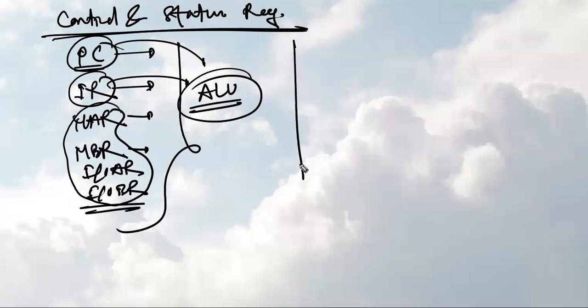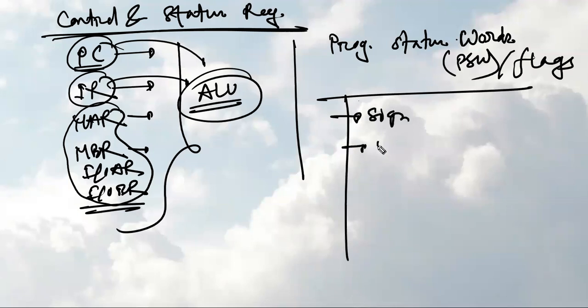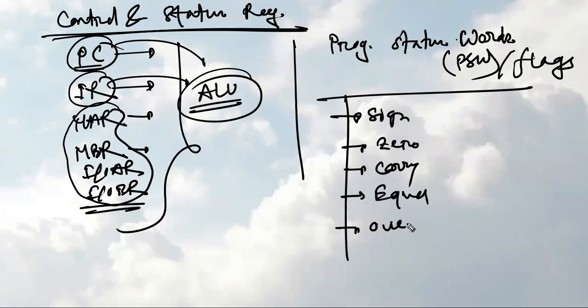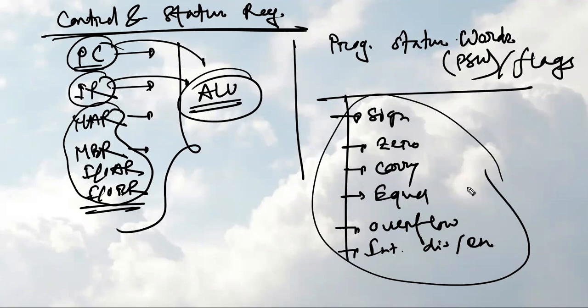Okay, next one is status registers or flag registers. In formal way, they are called program status word, in short PSW, or another name is flags. Examples of flags, as I have already said: sign flag, zero flag, carry flag, equal flag, overflow flag, interrupt disabled or enabled flag. These are the prominent flags that reflect the current status of the processor.